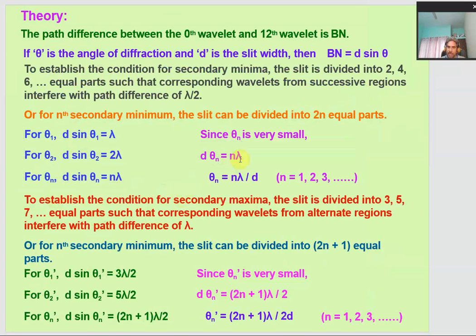we get the condition for theta n for the point P1 to be the position of the dark fringe, or the point of minimum intensity, or the point of destructive interference. It is given for values of n to be 1, 2, 3 and so on. So theta n is equal to n lambda upon small d.